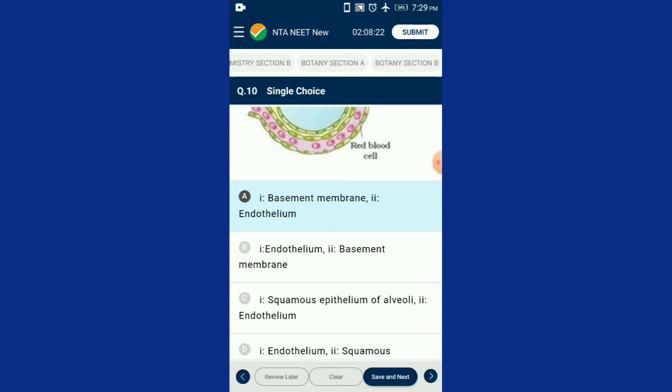The basement membrane is a sheet of proteins and other substances to which epithelial cells adhere that forms a barrier between tissues. Endothelial cells form a one cell thick layer called endothelium that lines all of the blood vessels.